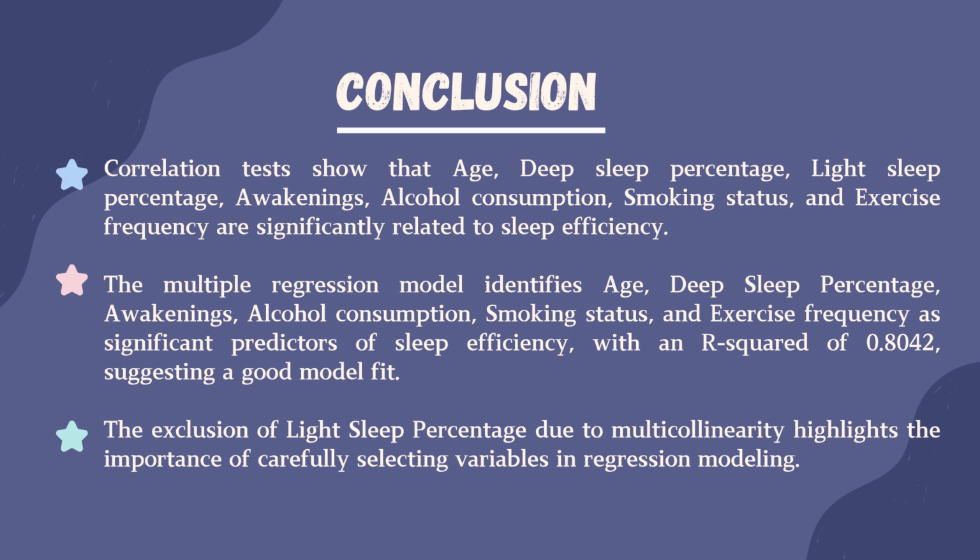In conclusion, through correlation analysis and multiple linear regression, we examined the relationship between various factors and sleep efficiency. The regression model with an R-square value of 0.8042 demonstrates that these factors explain a significant portion of the variation in sleep efficiency. However, hypothesis testing revealed that age, awakenings, alcohol consumption, smoking status, as well as exercise frequency are key predictors. The exclusion of light sleep percentage due to multicollinearity highlights the importance of carefully selecting variables in a regression model.